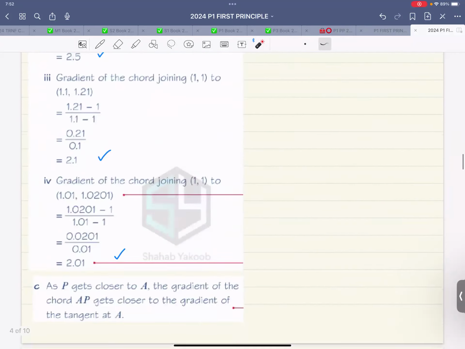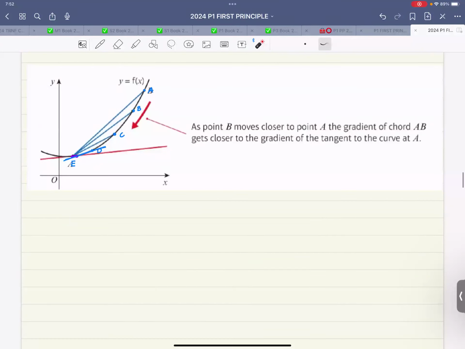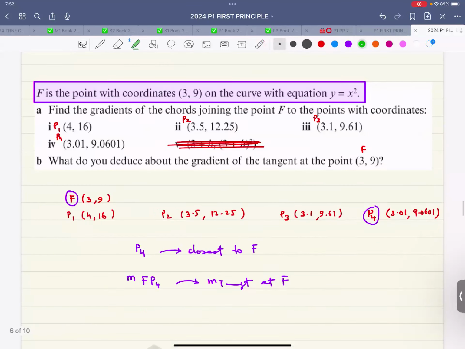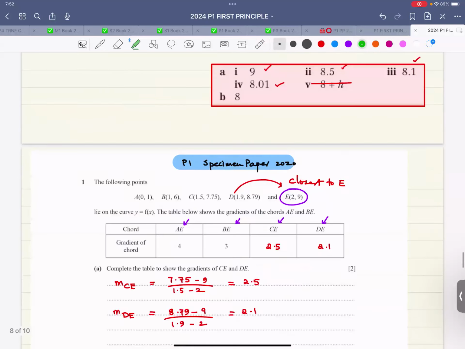Now, the same working from the book. The same concept again explained over here. As point B moves closer to the point A, the gradient of the chord AB gets closer to the gradient of the tangent to the curve. So that's the kind of question that they ask. This is the same kind of working, just ignore it.